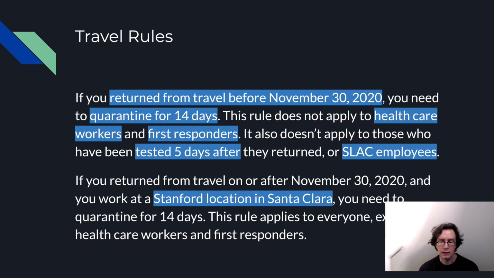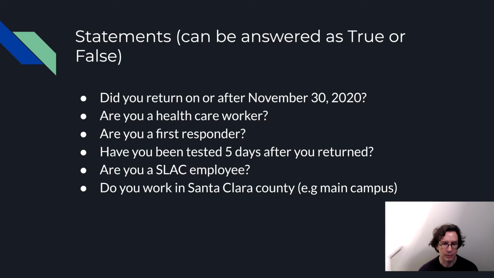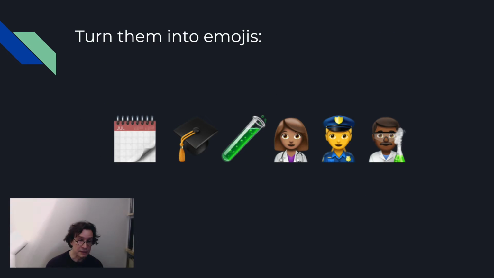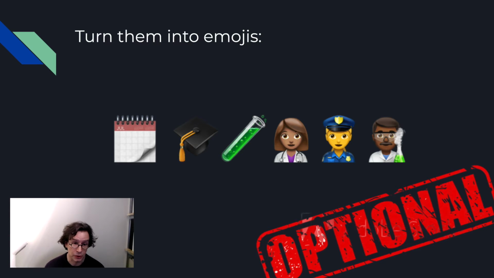The next step is to look for the parts of the rule that need to be turned into questions and phrase them so that they can be answered with a true or false. For example, did you return on or after November 30th? Are you a healthcare worker? Are you a first responder? Have you been tested 5 days after you returned? Are you a Slack employee or do you work in Santa Clara County? All these can be answered with a simple true or false. The next step is to turn all these into emojis. Well, that's optional, but it makes it more fun.